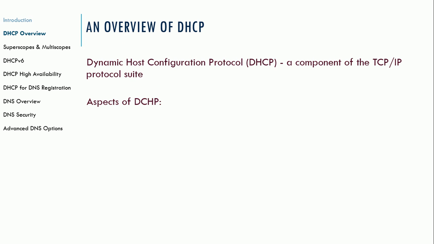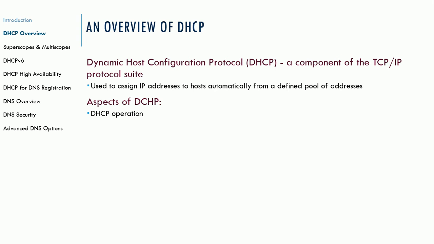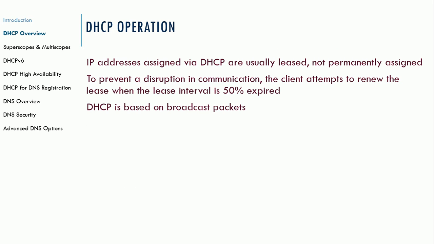So let's get started with an overview of DHCP. DHCP is the Dynamic Host Configuration Protocol. It is part of the TCP/IP protocol suite. It's used to assign IP addresses to hosts automatically from a defined set of addresses. So this is how, when we turn a computer on a new network, we get an IP address automatically. And I think most of us are probably familiar with this concept. So some of the aspects of DHCP: we have DHCP operation, server installation and configuration, scopes, options, DHCP relay agents. We're going to talk about each one of these here in this unit.